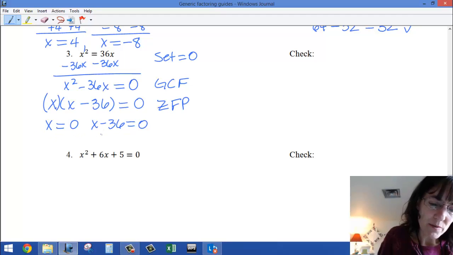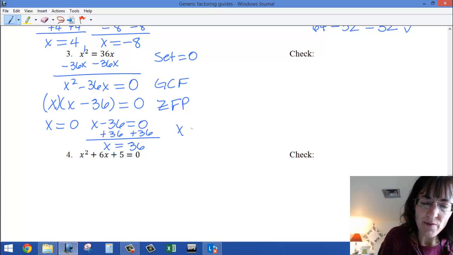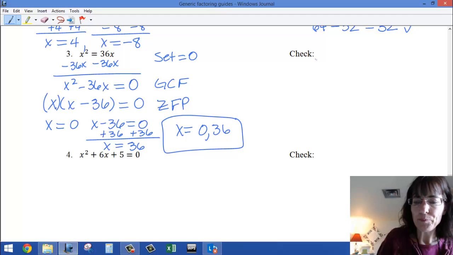This one's already solved, so I just have to add 36. And x is a positive 36. So I have x equals 0 or 36. So I check them, x equals 0.